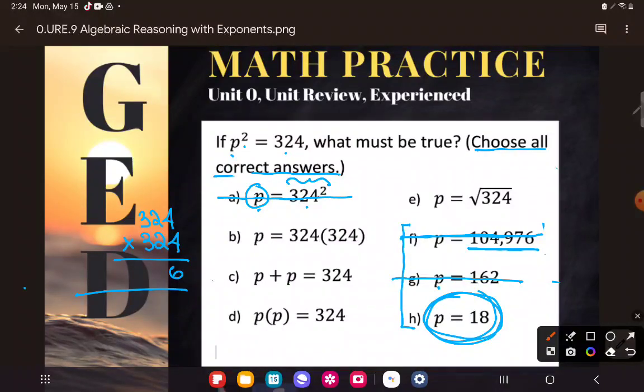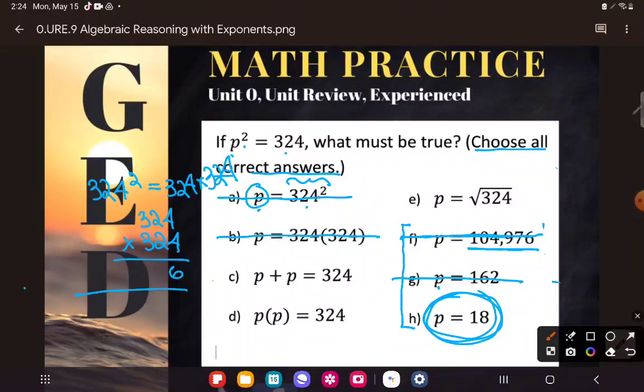This doesn't make sense. And guess what? If A doesn't make sense, then B doesn't make sense either because they mean the exact same thing, right? 324 squared is exactly the same thing as 324 times 324. See how we can just go one by one and not get overwhelmed?